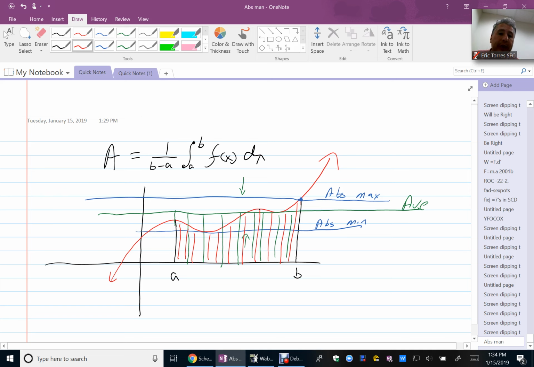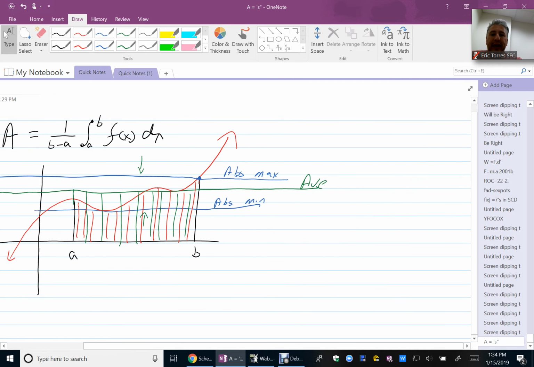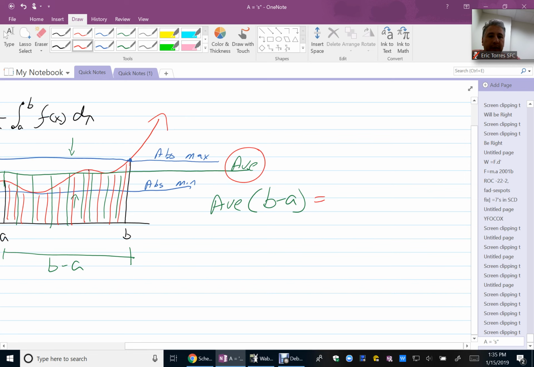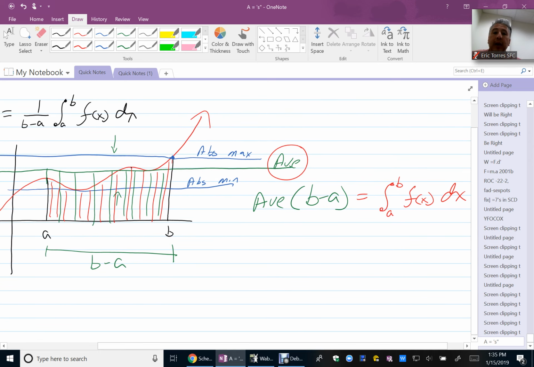One is curved, one is a rectangle, but if they have the same area, and they need to, then, of course, what is the area of this rectangle? Well, the area of this rectangle would be its height, and the height is called its average value, times its width. Its width is b minus a, and that should be the area of that rectangle. And if it's the same as the area under the curve of the function, the area between the x-axis and the function is given in calculus by this integral. So we have equivalence here.